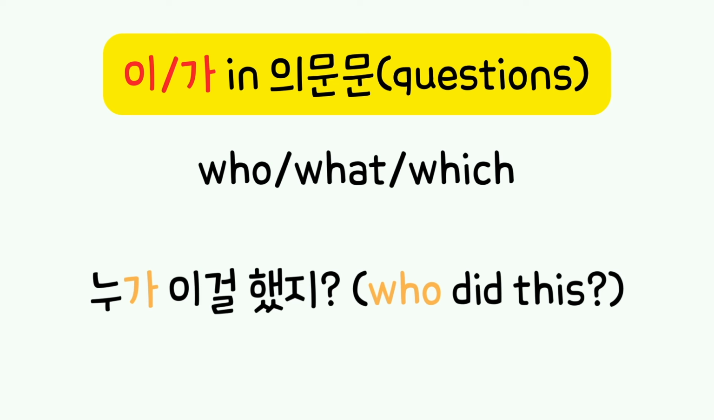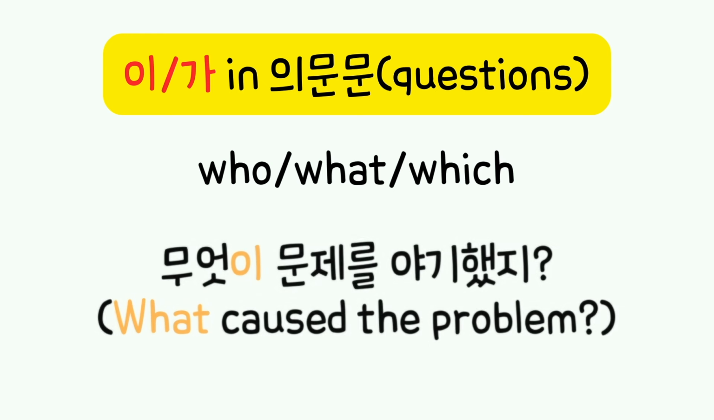When you ask, who did this? What's the focus? The focus is who, the subject of the action. So what do you use? You use 이가. 누가 이걸 했지? Now, let's say you ask, what caused the problem? The focus is what, the subject of the action. So you say, 무엇이 문제를 야기했지? Basically, when asking who, what, or which, you use 이가, not 는, because the focus is the subject.